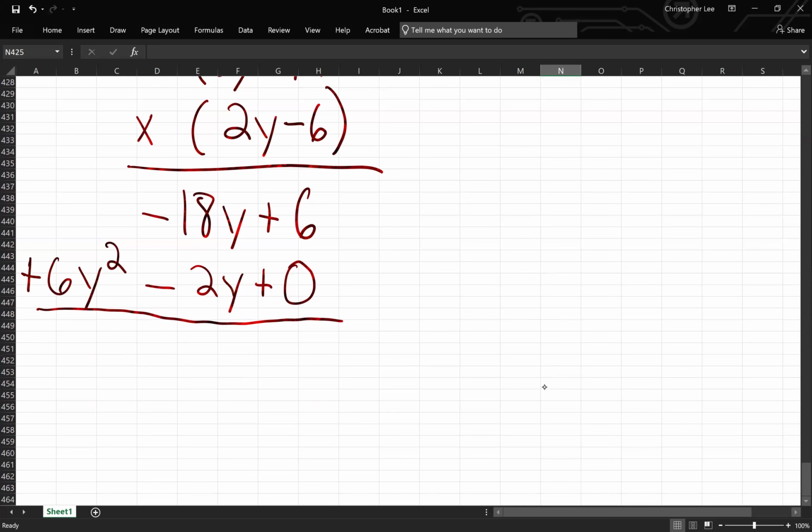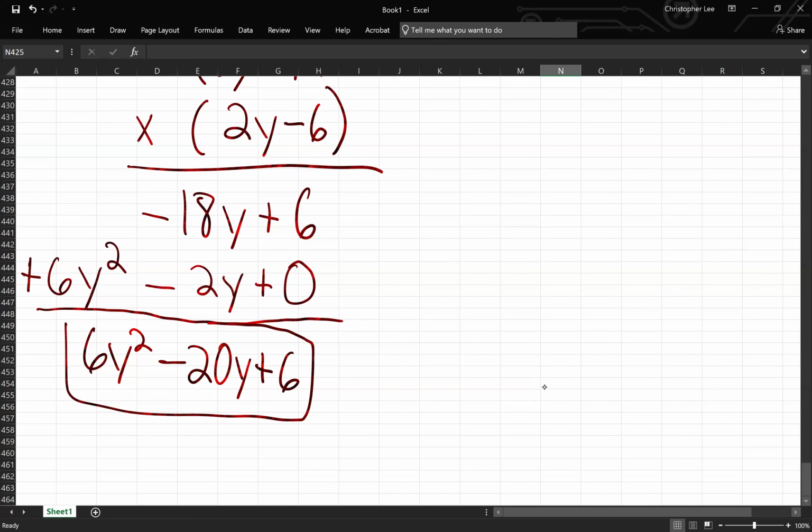Add straight down. 6 plus 0 is 6. -18y plus -2y is adding. Negative 18y plus negative 2y, negative 20y. Supposed to be a plus here. And then 6y squared, just bring that down. That's it. That's my answer.